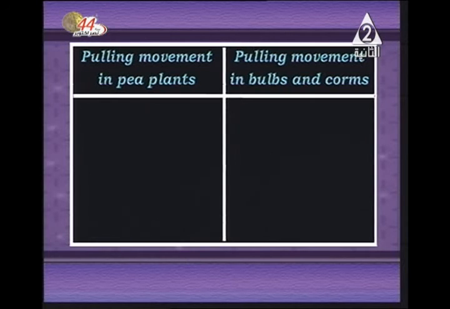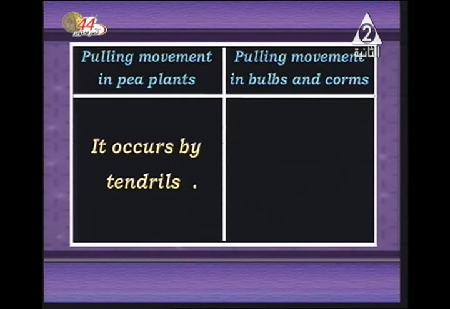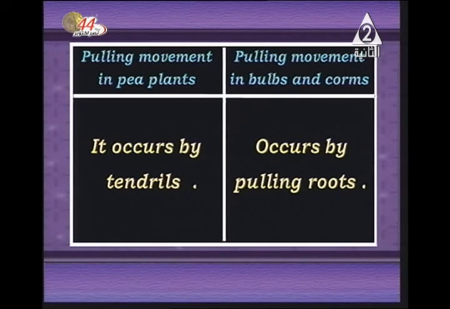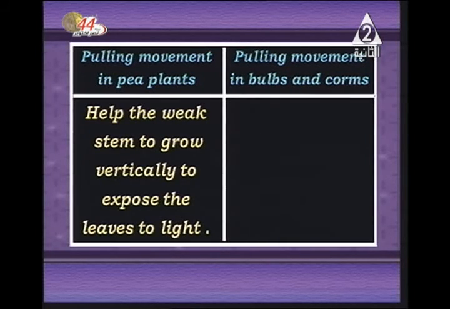One of them is the tendril of the pea plant. Let's see what happens to the tendril, and what the type of this movement is. It occurs by tendrils. While the other one occurs by pulling roots. In case of tendrils, it helps the weak stem to grow in a vertical position. Why do we need the plant to grow vertically? To get the light and a suitable amount of light and so on.